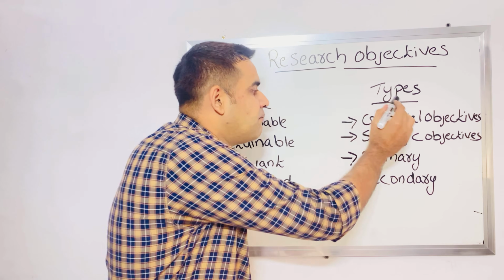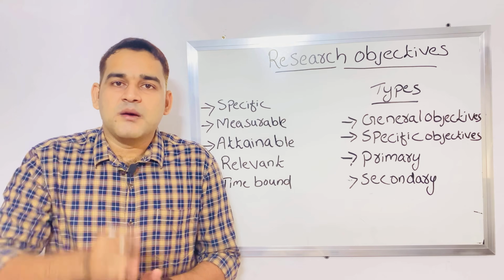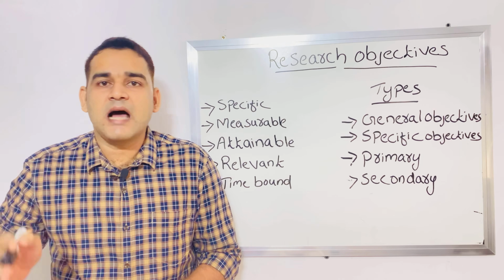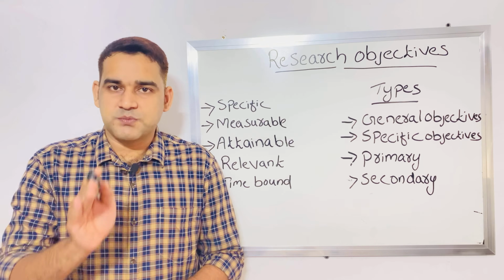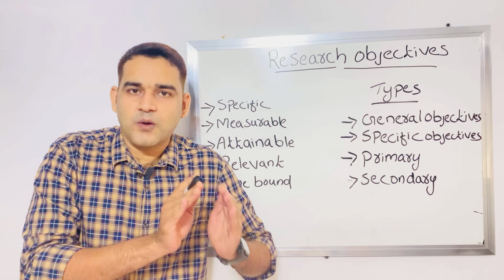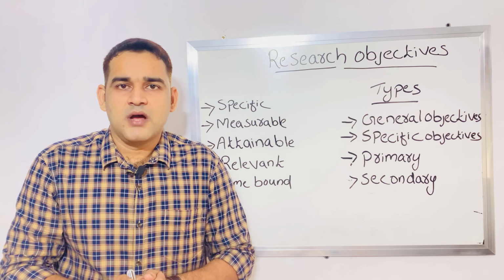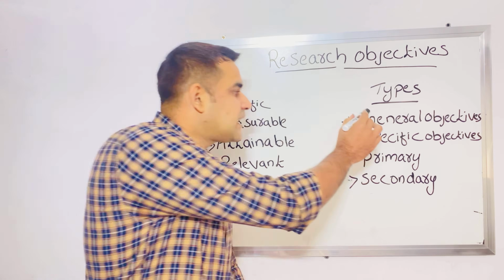So the general objective is broad and the specific objective will be narrow. You are cutting or breaking the general objective into small, logically connected parts. That is the specific objective. Now coming to the research objective, I will give an example related to general objective and specific objective.